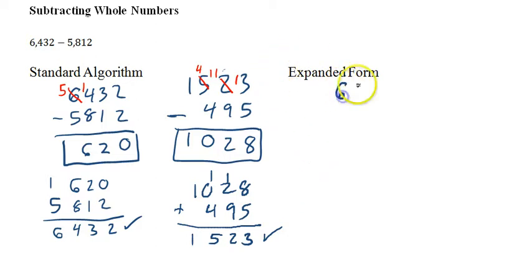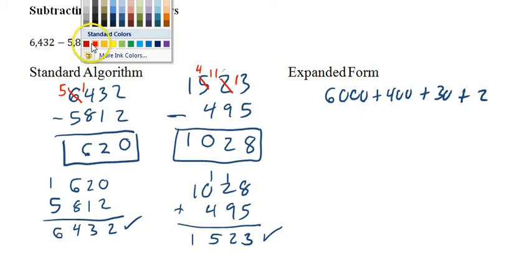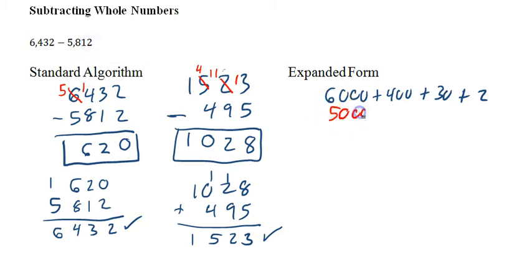So we're going to take that number, the 6,000, the 400, and the 30, and the 2, and we're going to subtract them, okay? So let me erase this and write it in a better form for you. We're going to line them up still. So we have 6,000 plus 400 plus 30 plus 2. And then what we're going to remove, I'm going to put in red, 5,000 plus 800 plus 10 plus 2. And we're going to subtract these.